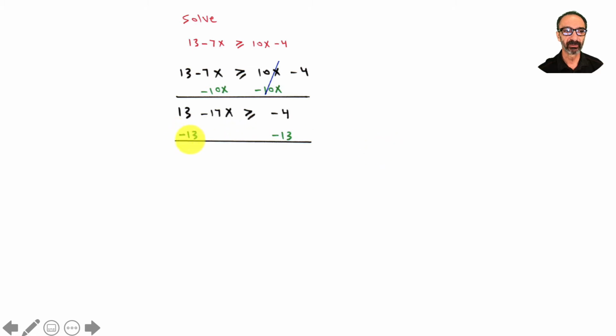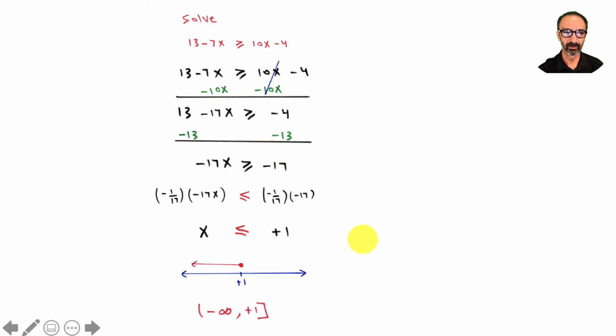Subtract 13 because we're trying to solve for x and leave x alone. This cancels, and I have here -17. We're going to multiply by the reciprocal, or either way, you could say I'm dividing by -17. And once you do that, you have to flip the inequality sign. This simplifies to 1x, and this simplifies to +1. Graphically, that's the answer. And here's from negative infinity to +1, including +1 as closed brackets.